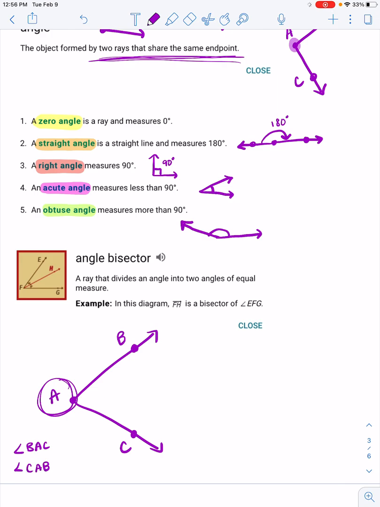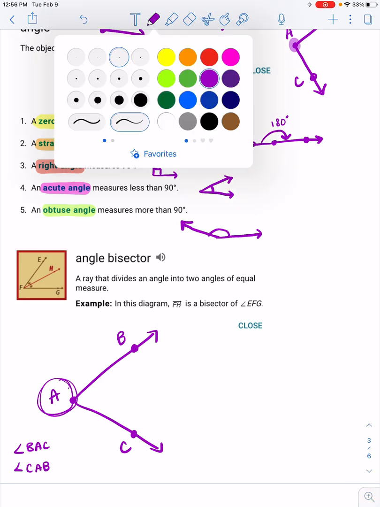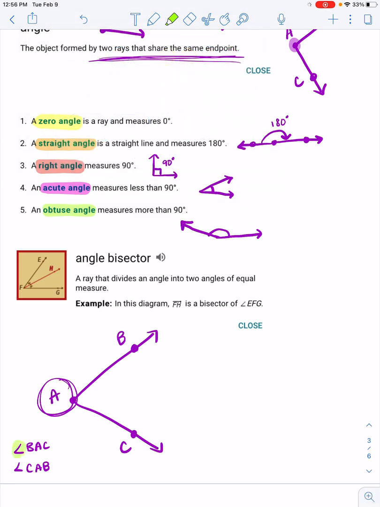So that little symbol out in front there, which I'm going to highlight in green, is for angle, okay? And again, it's important that A is in the middle. Now, an angle bisector says, all right, let's split this angle right in half. I want it to look like it's split in half. That's good enough. So this angle bisector splits the angle in half.